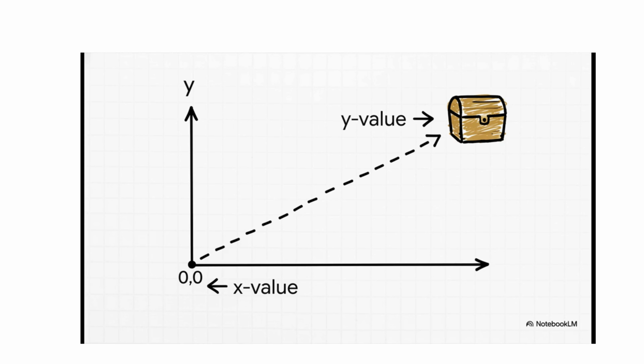Just picture a treasure map. You start at one spot, the big X on the map. Every single other point is just a set of directions from there. Go 3 paces right, that's your X value. Go 4 paces up, that's your Y value. And just like that, every single point in space has its own unique address.